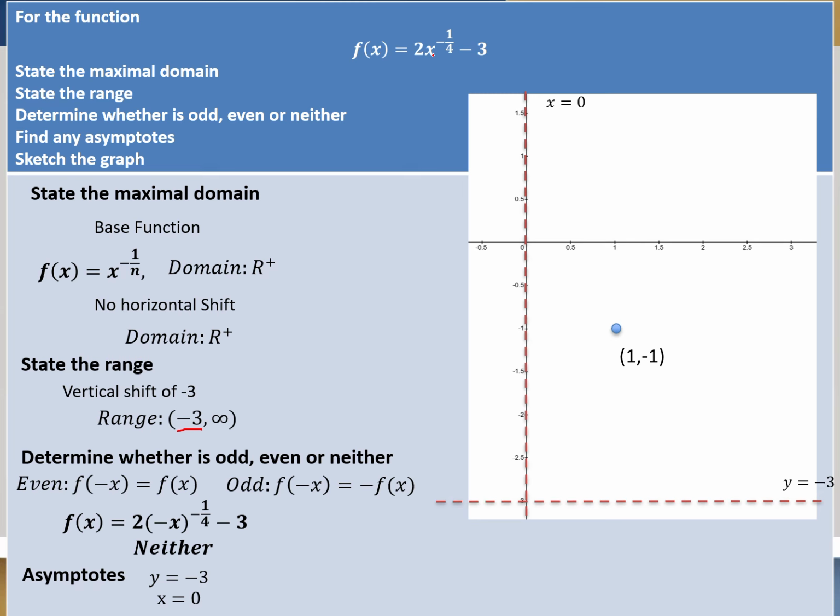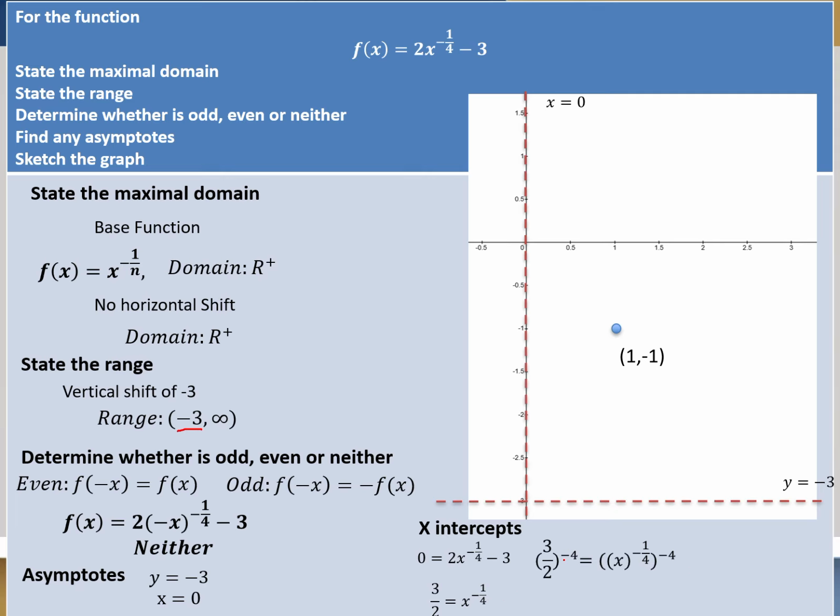Then from this, I need to find the x-intercept. I don't care about the y-intercept because I've got an asymptote there. So I make y equals 0. I add 3 and divide by 2. Because I've got to the power of -1/4, I'm going to put to the power of -4 on both sides. That cancels this out and leaves me with x.